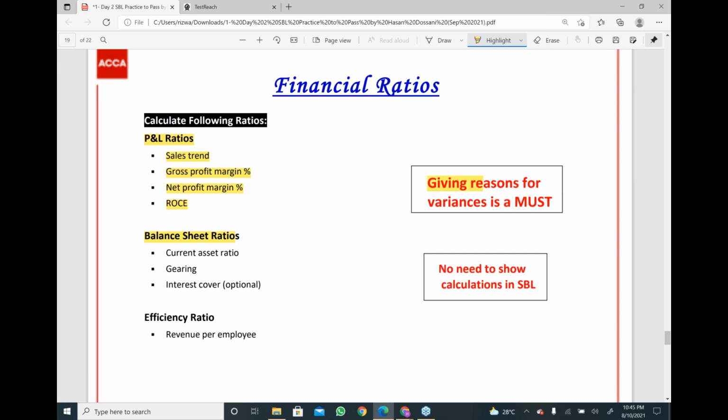But please, you need to give reasons for variances. In SBL, there is no concept of just calculating and giving numbers. Just mentioning numbers or ratios is not enough. You need to explain the reasons and variances to the board of directors, because remember, the board of directors are non-financial people. So you need to explain or investigate the reasons, giving them the business insight, the business drivers, the business reasons impacting the numbers. And you remember, that's the professional skills or analysis skills.